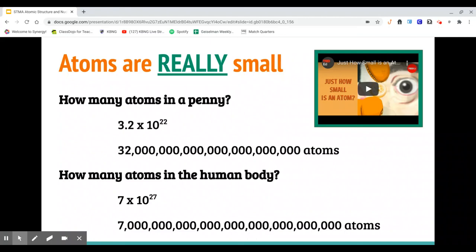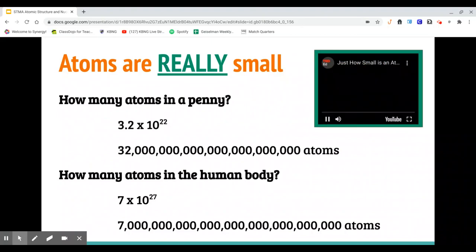So if you just Google "how small is an atom", if you have Mr. Oleg, or if you go in our class materials, if you have me for teacher, in our Google Classroom, you can find the slides and you can watch this video yourself.